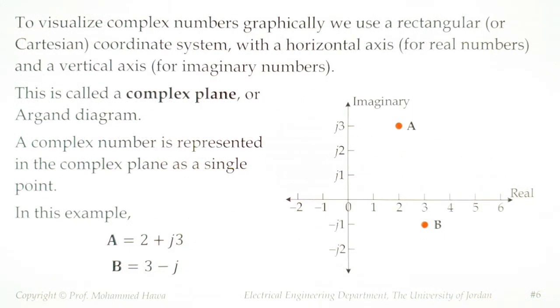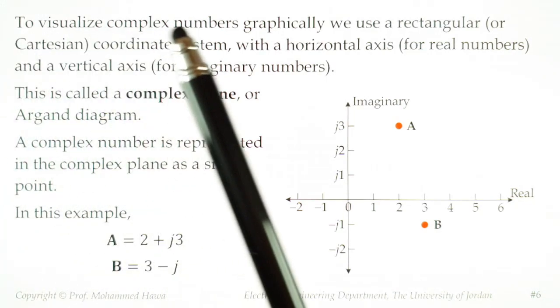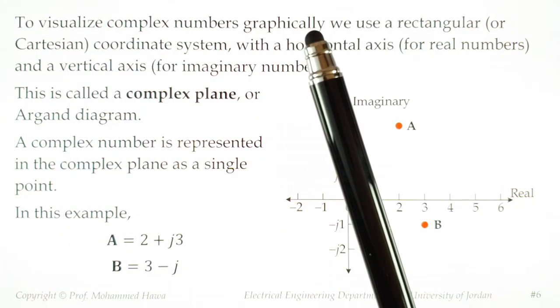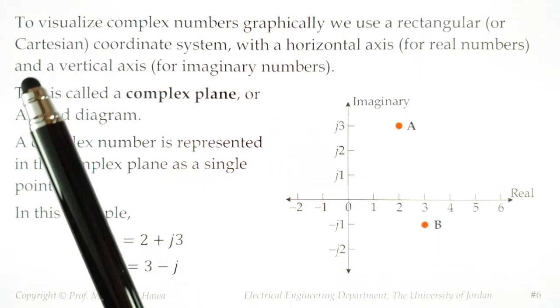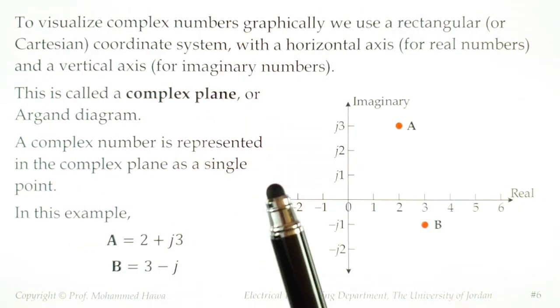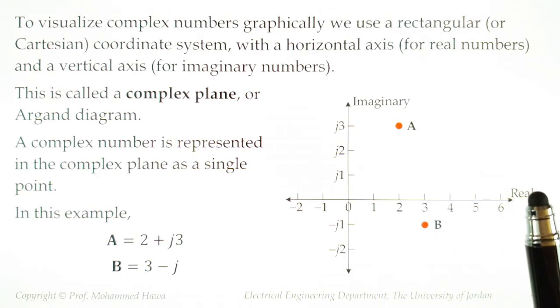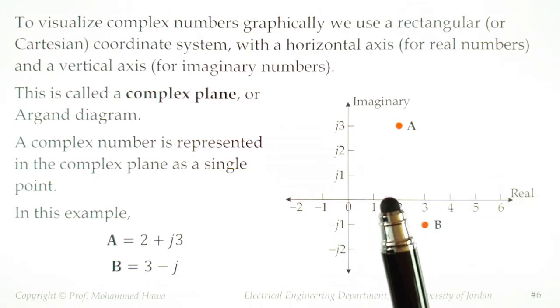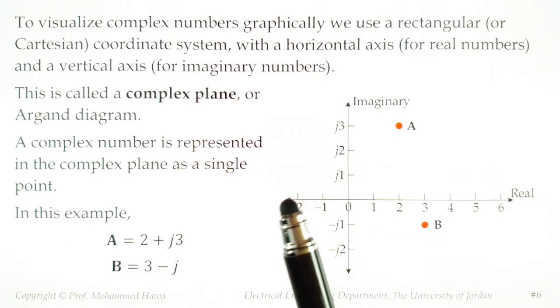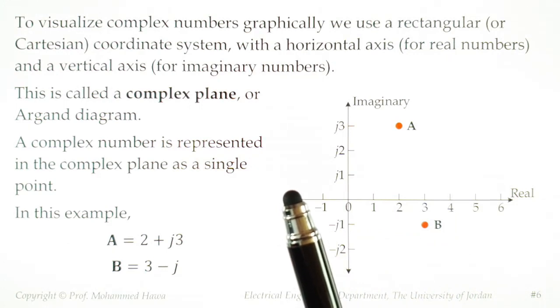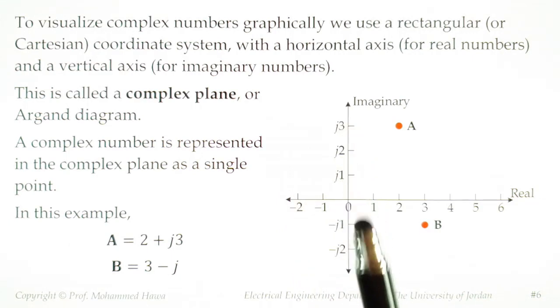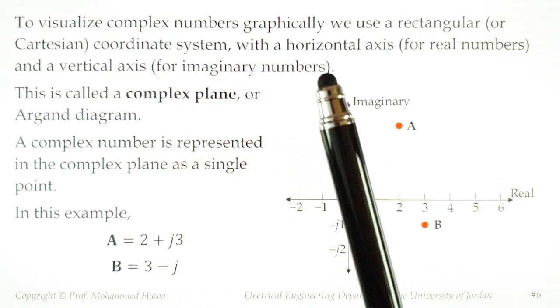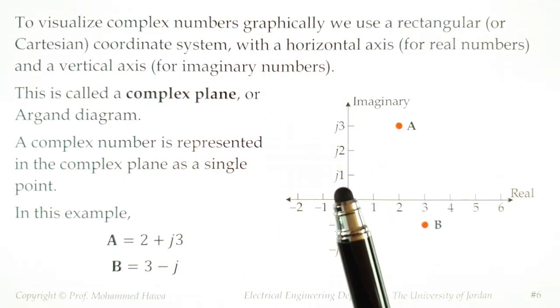When working with complex numbers, it's helpful to visualize the complex number graphically. And to do that, we use a rectangular or Cartesian coordinate system, which has a horizontal axis for the real numbers. You can see here the numbers 1, 2, pi, negative numbers, and so on, exactly the same as the axis describing the real number set. However, we have an additional axis here, the vertical axis for imaginary numbers, where you can see j1, j2, j3, minus j1, minus j2.5, and so on.